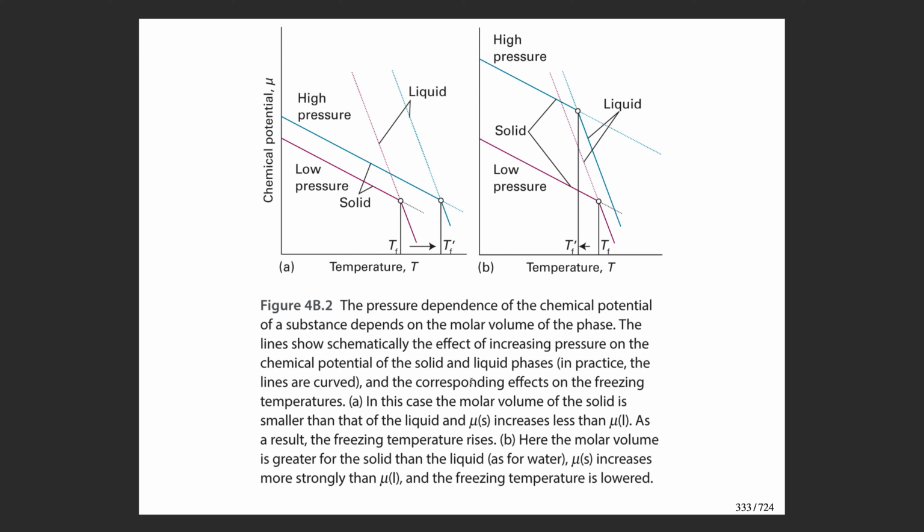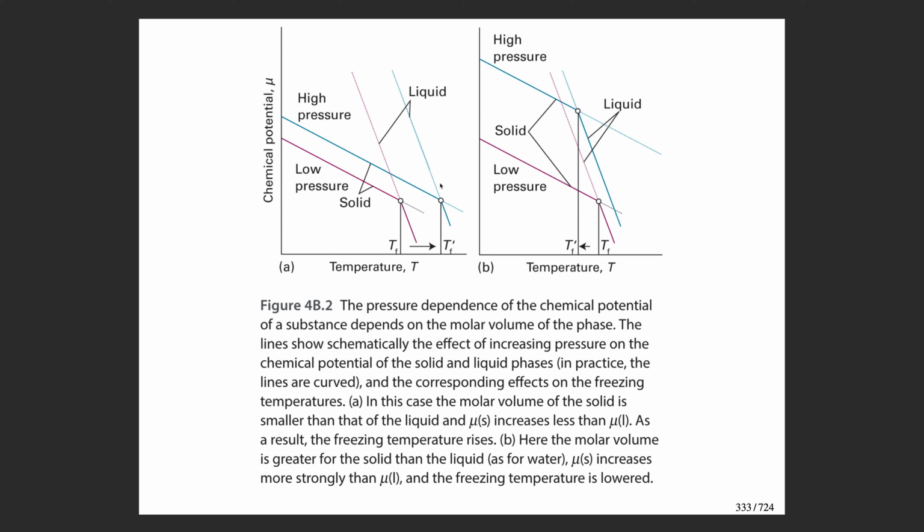This diagram has two parts to it. What we're looking at here is, for example, this point right here. We're looking at high pressures, where this line represents the solid's chemical potential and this one represents the liquid's chemical potential. In this case, the molar volume of the liquid is larger than the molar volume of the solid. So this would be for a normal type of substance, one that's not like water.